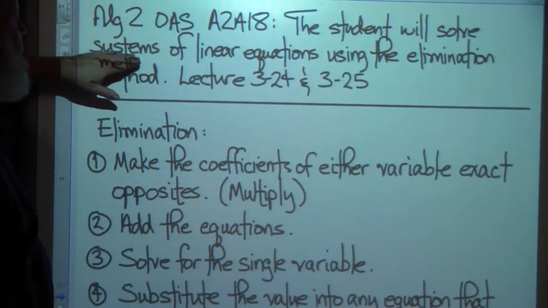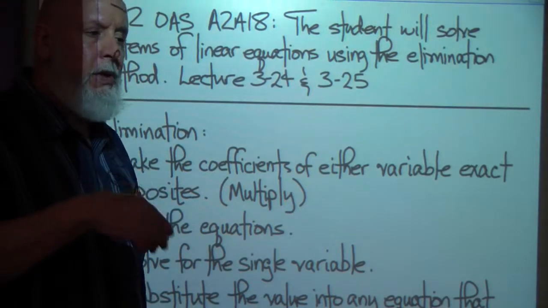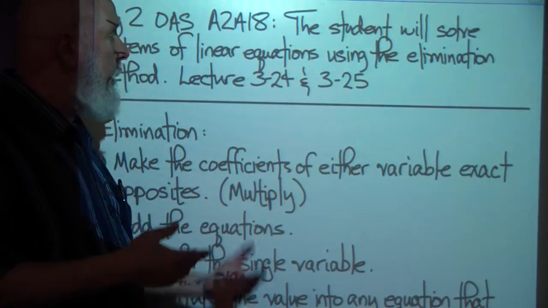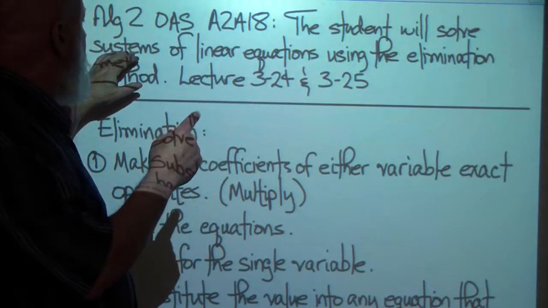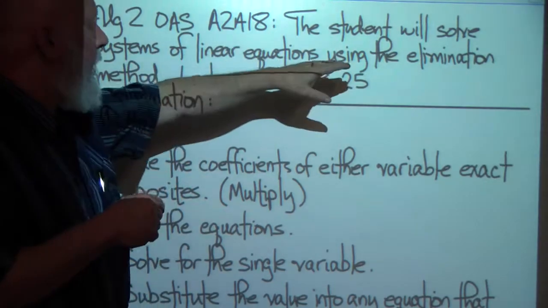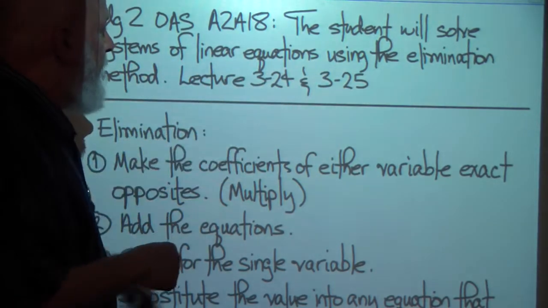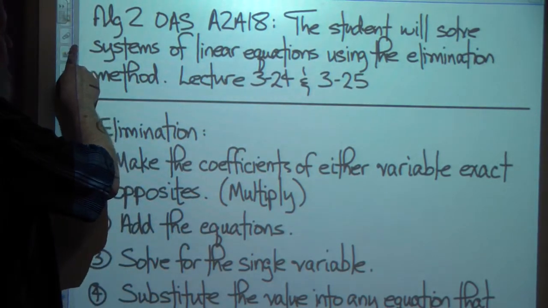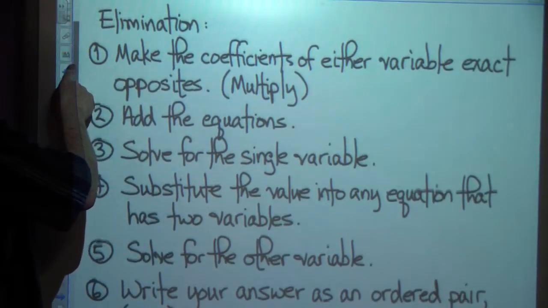The student will solve systems. That means we're going to have more than one equation, just like we did when we were using the substitution method. We'll have more than one equation. We're going to solve it using the elimination method. Lecture 324 and 325. Here are the steps we're going to follow.